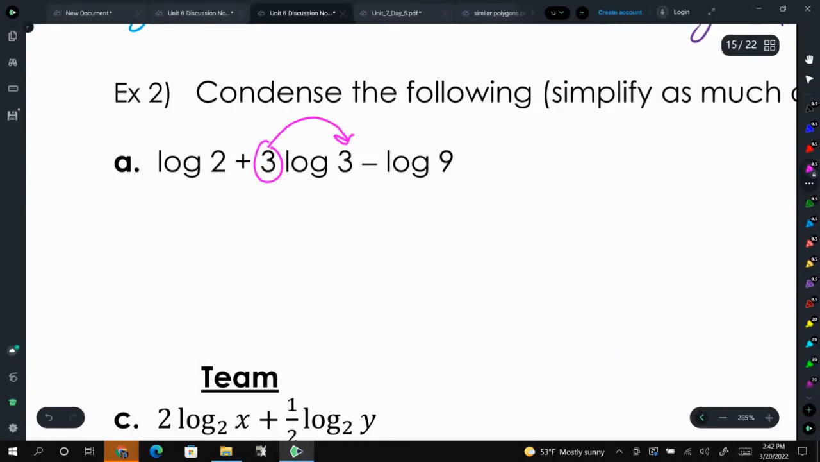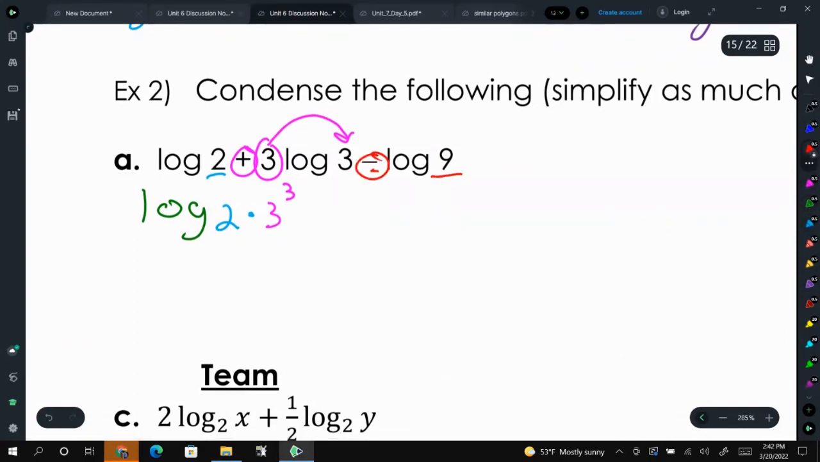So I'm going to do this exponent up here. So it's going to be log base 10, you don't need to write the 10, of 2 times 3 to the third, because we have a plus sign right here, over or divided by 9 because of this subtraction sign right here.